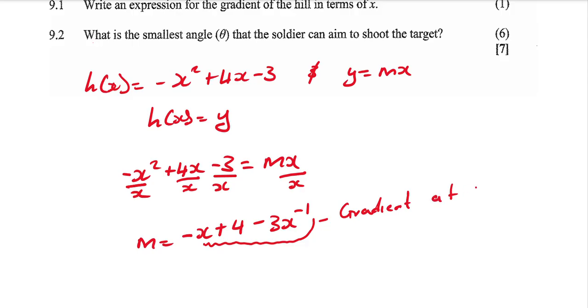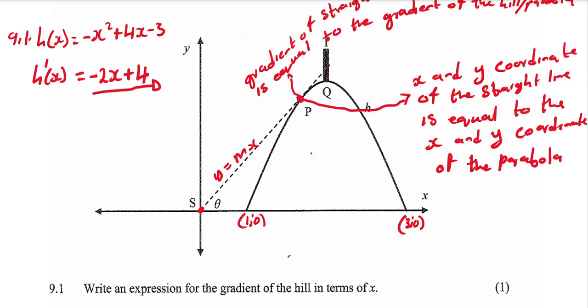Do you see? At point P, the point of contact of the line, the gradient of the straight line at this point and the gradient of the parabola are equal. That gradient represents the gradient of the parabola and the gradient of the straight line at this point. So let's solve for x. This gradient represents the gradient of the whole hill, but when you put a specific point, say x equals 2, it will represent the gradient of that hill at x equals 2.